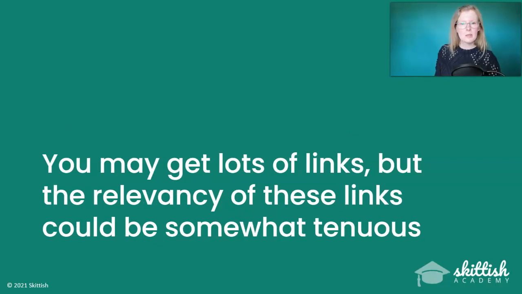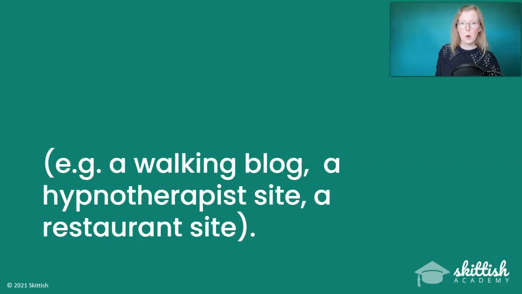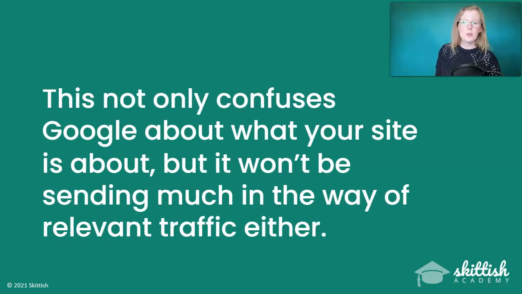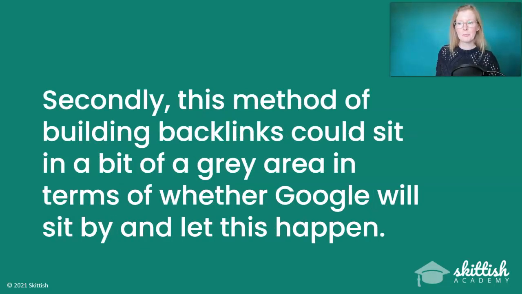A bad example would be generic landscape images. You may get lots of links, but the relevancy of these links could be somewhat tenuous. E.g., a walking blog, hypnotherapist website and a restaurant could use the same image. This not only confuses Google about what your website is about, but it won't be sending much in the way of relevant traffic either.